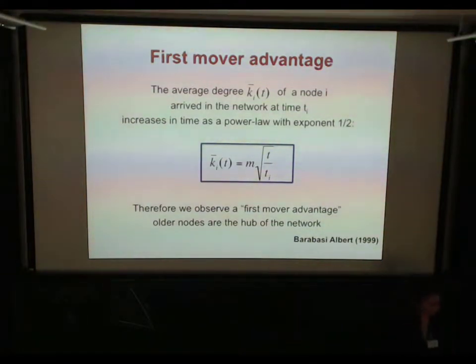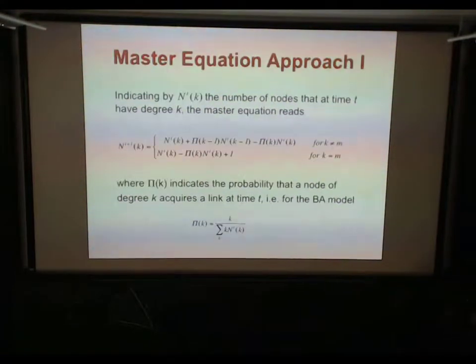So the property of this model is that the average degree of each node increases in time, like the square root of time, and actually the older nodes are the ones that get more links. This is also called the fast mover advantage. There are also other models for which latecomers can also acquire many new links. But this model is a very nice model from the theoretical point of view.